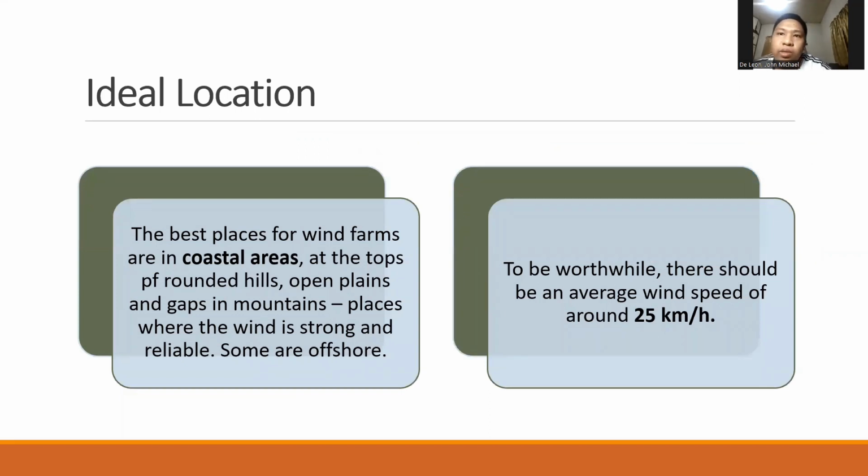Ideal location. The best places for wind farms are in coastal areas, so yung medyo malalapit sa may dagat. Basta malakas yung hangin, tulad ng rounded hills, open plains, and gaps in mountains. Yung parang pinagdadaluyan talaga ng hangin, doon talaga dumadaan yung hangin.